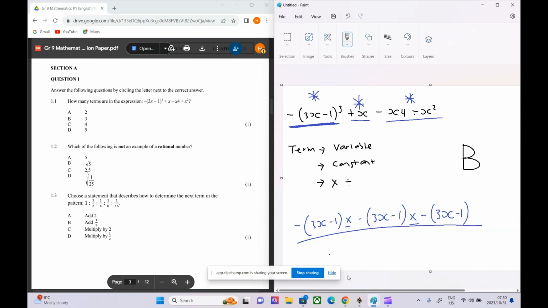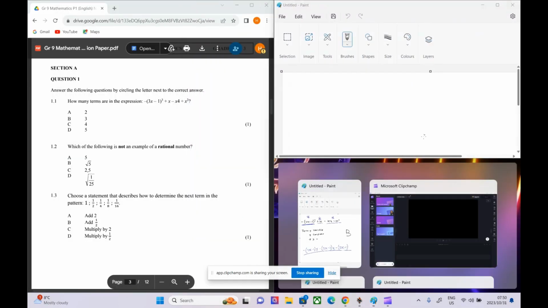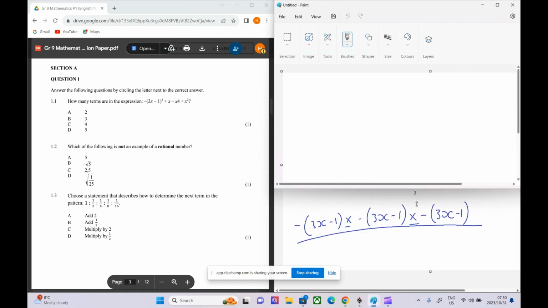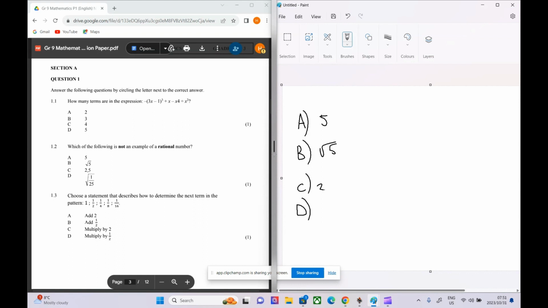If we have a look at question 1.2 then, let me just get some more space here. Okay, so question 1.2, they say, which of the following is not an example of a rational number? So my method with these kind of questions is if they're asking me what is not a rational number, I would just work through it and cross out all the ones that are rational numbers. Okay, so we'll get to the definition of a rational number in a sec. Let's just get these written down so we can cross them out. So we've got 5, root 5, 2.5, and then root 1 over 25.